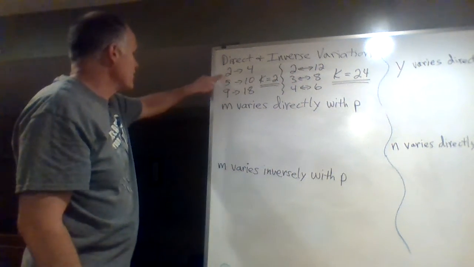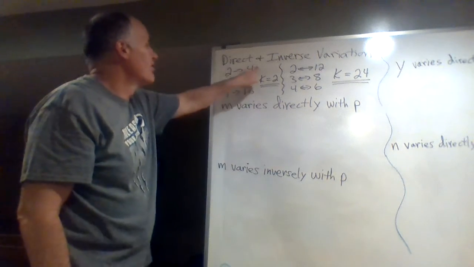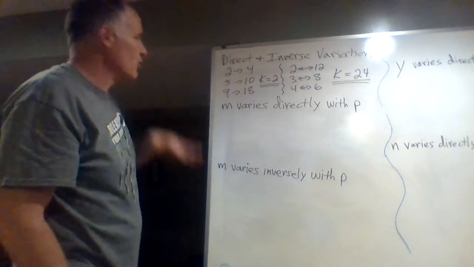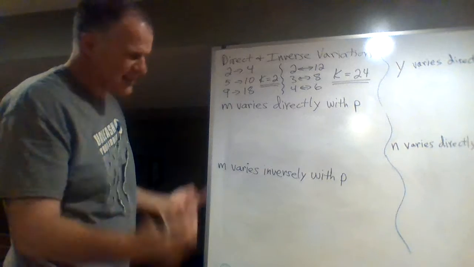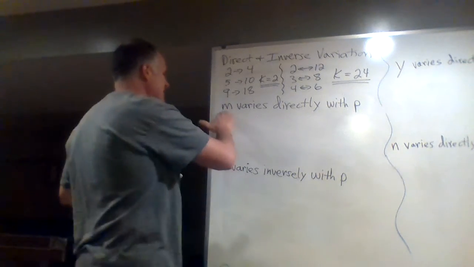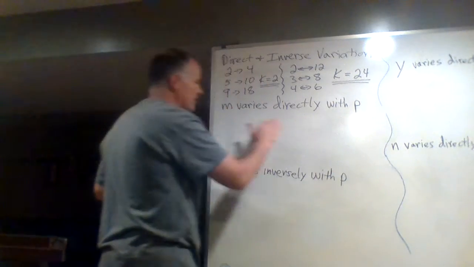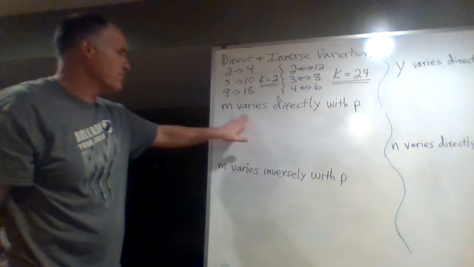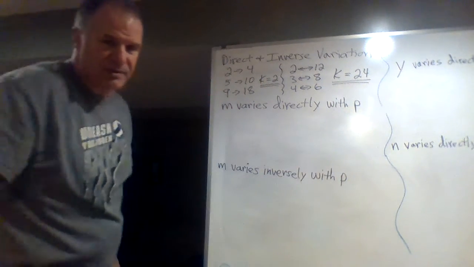But this one, see 2, 5, 9, that's going up. 4, 10, 18, that's going up. They're going the same direction. That's kind of the easiest way to remember. Now, you can see in general, though, guys, we're not going to really be solving numbers. They just want us to put things into relationships.